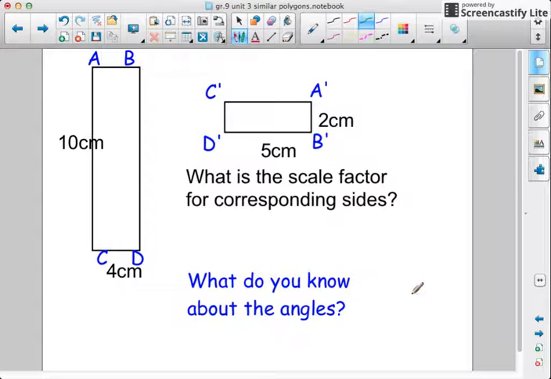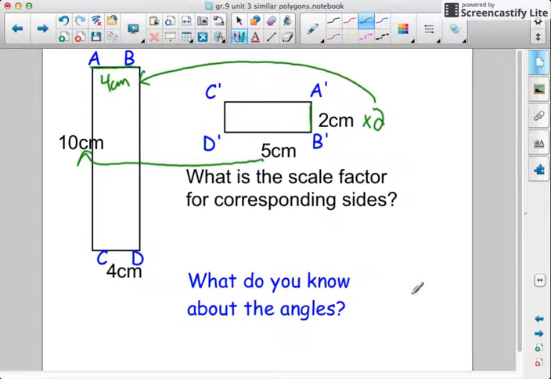So this A'B' side right here is 2 centimeters. That matches up with this side up here, which is 4 centimeters. So if we multiplied it by 2, we would get this right here. If we matched up this side with this one and times it by 2, they would match up. So the scale factor for both of those would be the same.